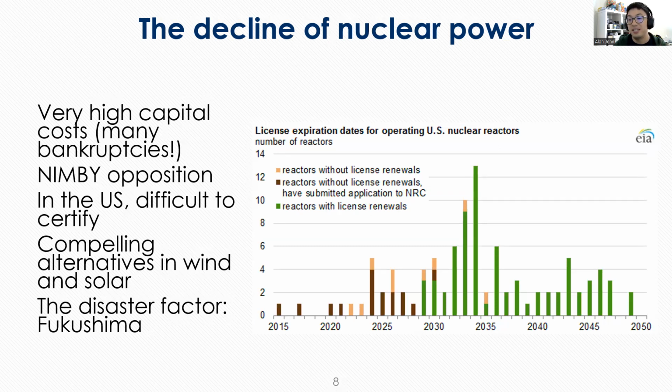And so what that means is that all of the light brown or tan bars are nuclear plants that are scheduled to retire. The brown ones are scheduled to retire, but have actually asked for a renewal of their license so that they can operate longer. And then the green ones are reactors that have already gotten license renewals out to a particular date.